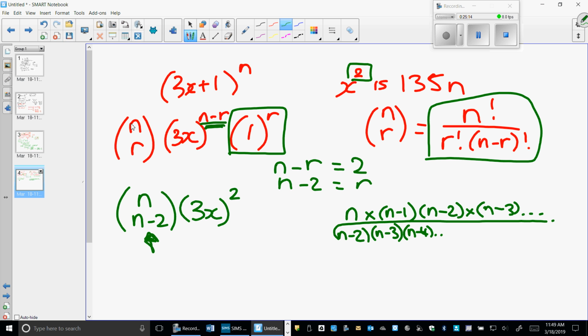And then n minus r, we knew was 2. So this bit would be 2 factorial, which is just 2 times 1. So that's that bit. And then this is 2 times 1, because n minus r is 2 from here.